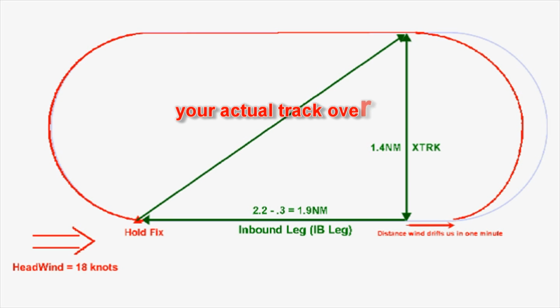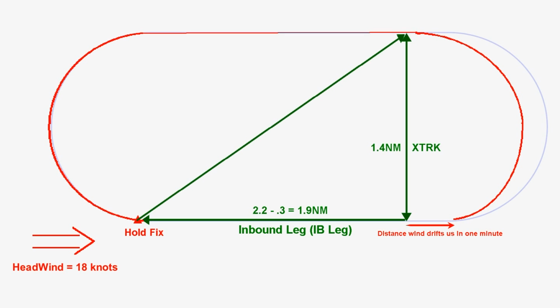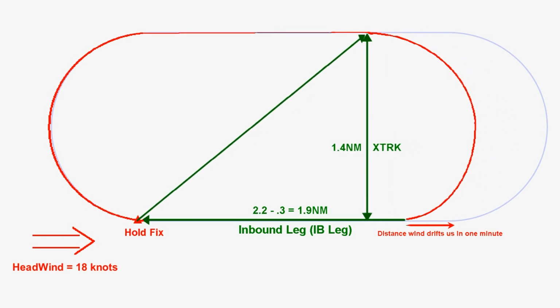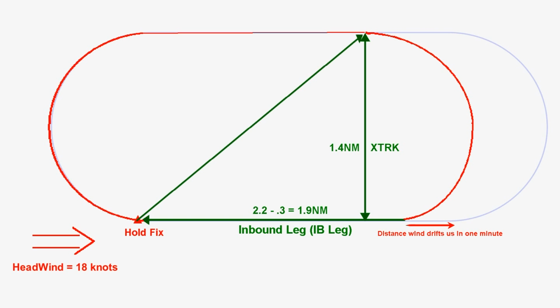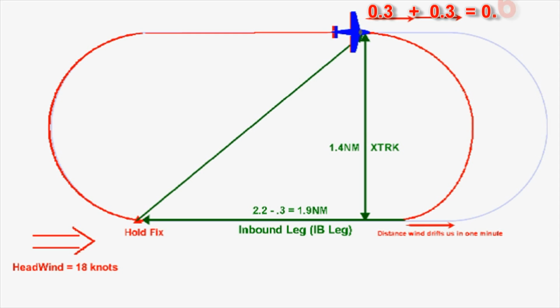In this turn, any airplane will drift back 0.1 miles for every 6 knots of headwind. So however much we adjust the inbound leg, we must always adjust the outbound leg exactly twice as much. In this example, the inbound leg is shortened 0.3 miles, so the outbound leg must be shortened 0.6 miles.